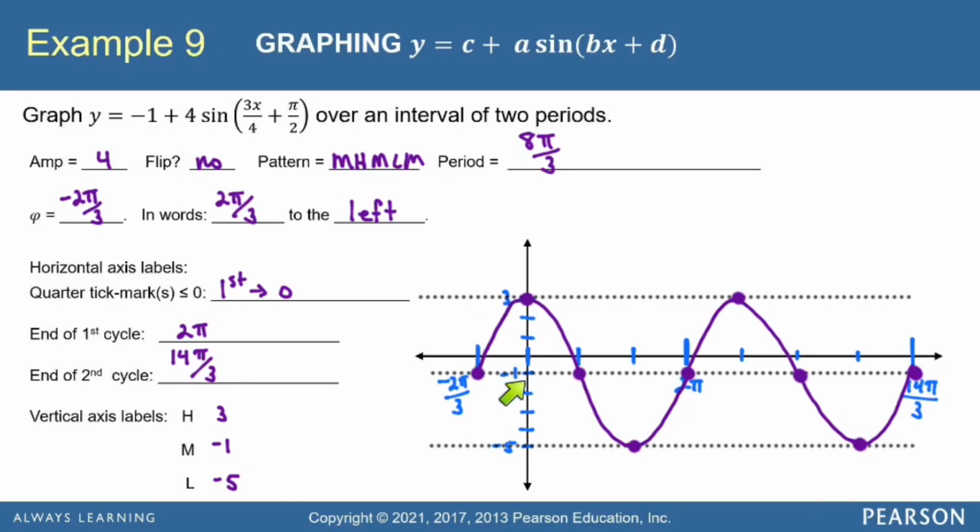You can see our vertical shift down 1 unit from where it would have been. And we can see what the period should be because we can see the labels that go at the end of each cycle. Notice we still have an amplitude of 4. It's still 4 units from the middle to the top. It's just that now everything's been shifted down 1 unit.